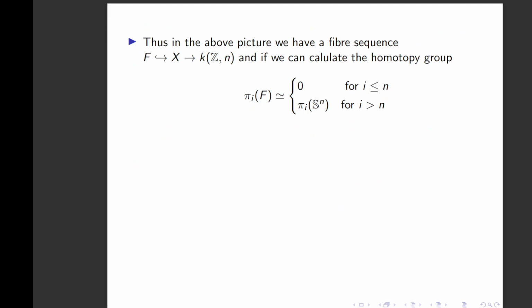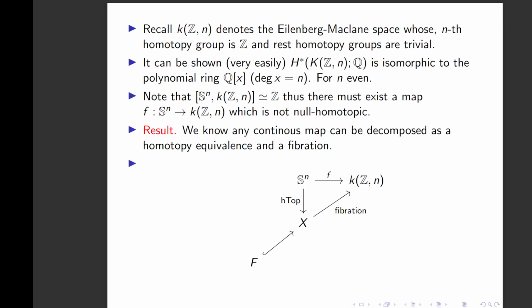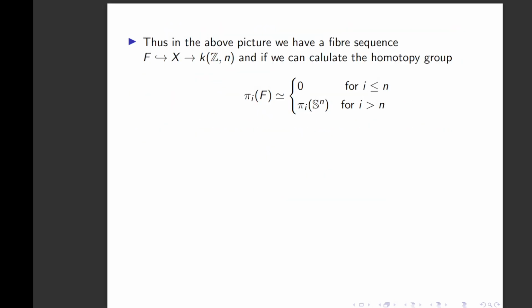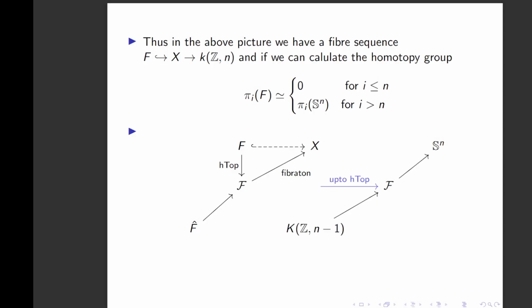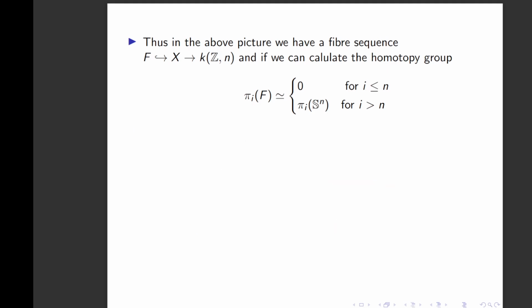Now, for this case, if you take the corresponding long exact sequence that I have mentioned earlier, you will see that the homotopy group of this fiber is 0 for i less than or equal to n, and it is the homotopy group of the sphere for i strictly greater than n. Serre's finiteness condition says something about the higher homotopy groups of spheres, that except for some cases they are finite. So we are heading towards that one.